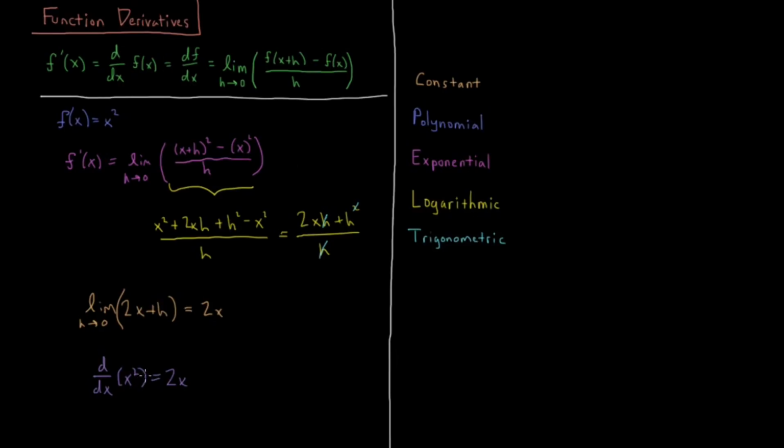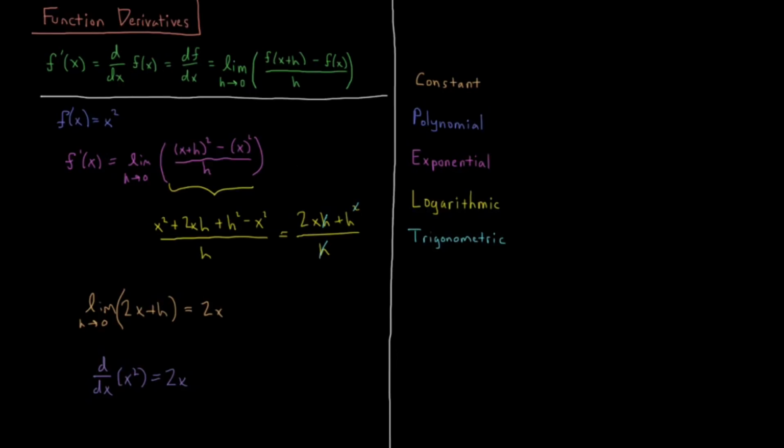So for any given point on the curve x squared, the instantaneous slope of that curve is 2x. So at x equals 0, it's 0. At x equals 1, the slope is 2. At x equals minus 1, the slope is minus 2, et cetera. For any point in x, we can know what the instantaneous slope of the curve is by substituting into 2x.